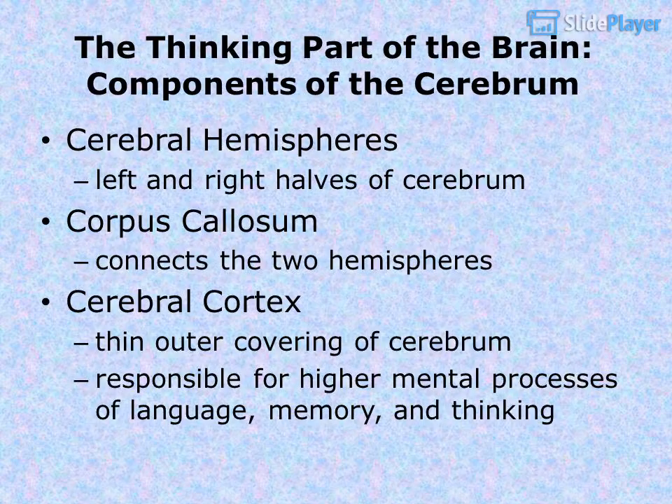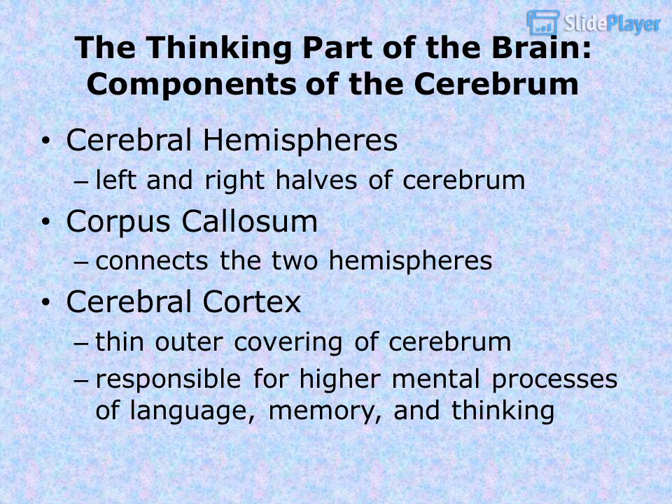The thinking part of the brain, components of the cerebrum. Cerebral hemispheres: left and right halves of the cerebrum. Corpus callosum: connects the two hemispheres. Cerebral cortex: thin outer covering of the cerebrum. Responsible for higher mental processes of language, memory, and thinking.